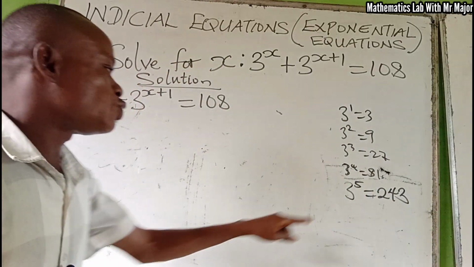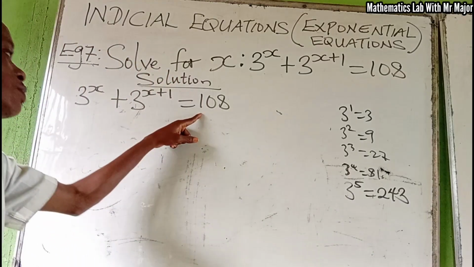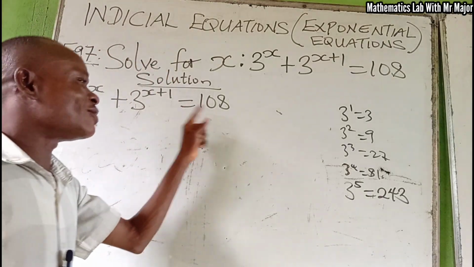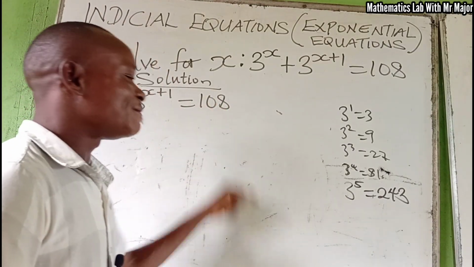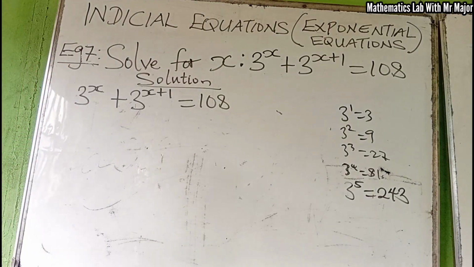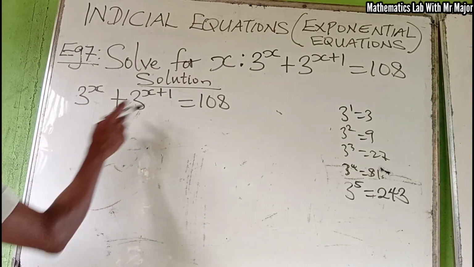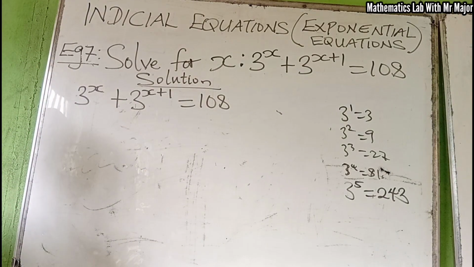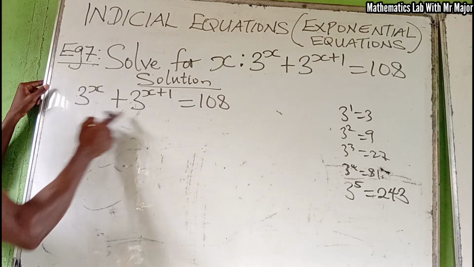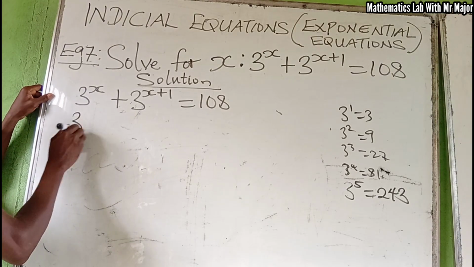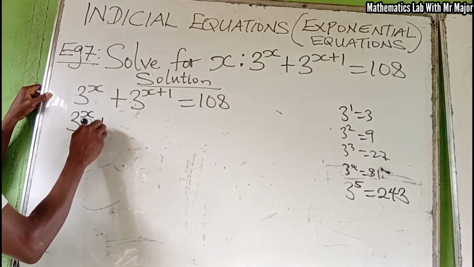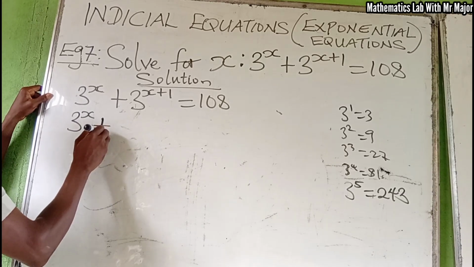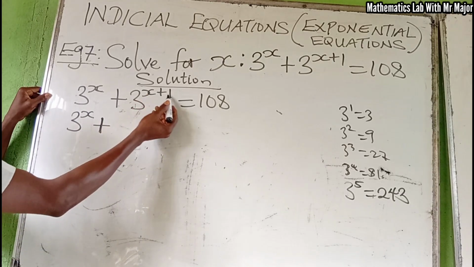243. Now, 243 is already more than 108. That means 3 cannot be raised to anything to give us 108. So there is a need for us to trash this. And we can reduce this further. But let's come to this left-hand side. 3 raised to power x plus. If you look at this, we have x plus 1.